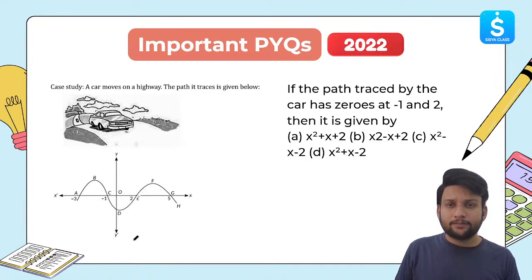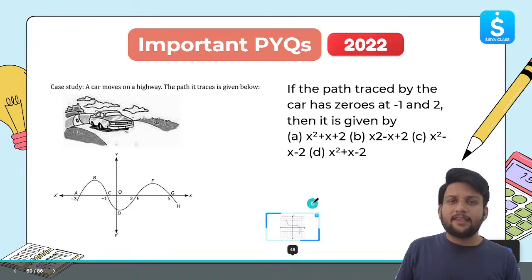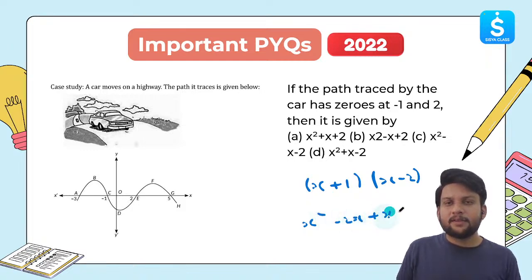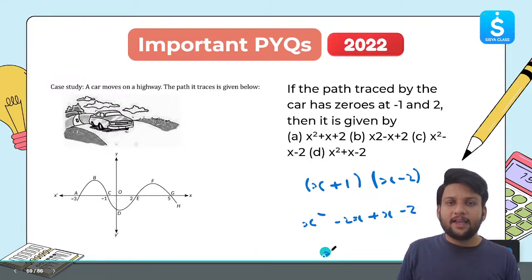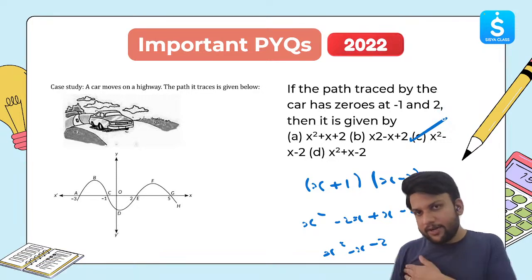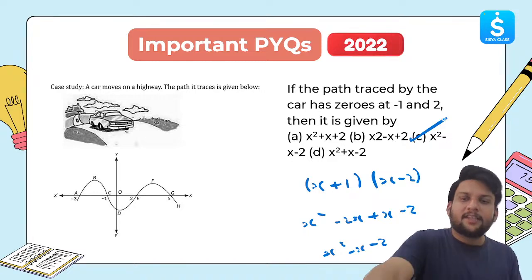Again, how will I do? I will write this as, if it has two zeros, x of -1, that is x plus 1, times x minus 2, equals 0, or just leave it like this. If I simplify this further, I will get x square minus 2x plus x minus 2. So this becomes x square minus x minus 2. So which is the correct option? Option number C. Are you getting up till now what I'm trying to say? Great. Let's move on. Let's do one more question.